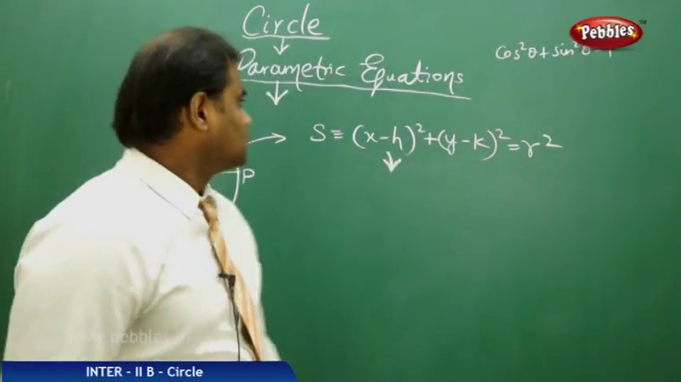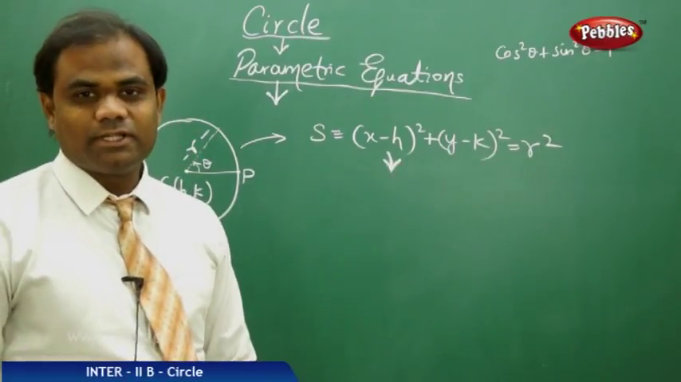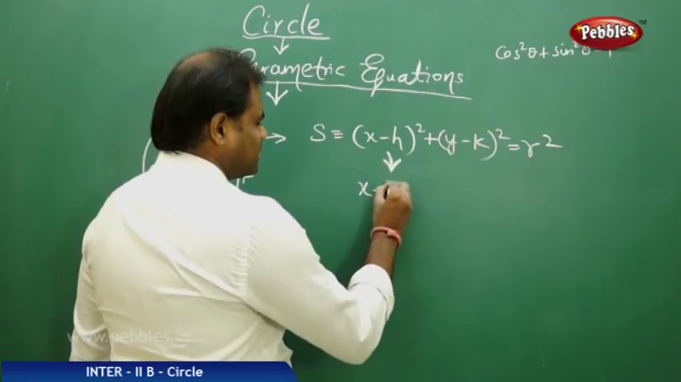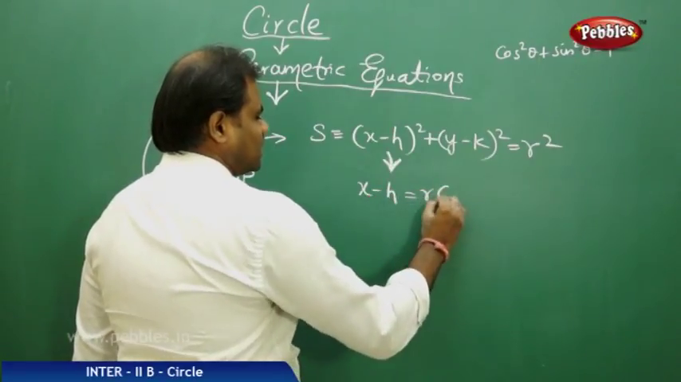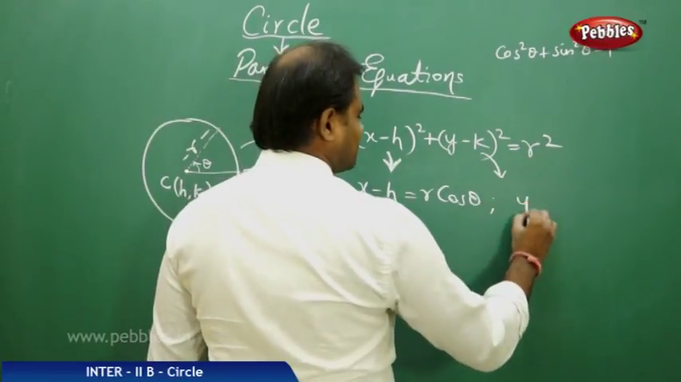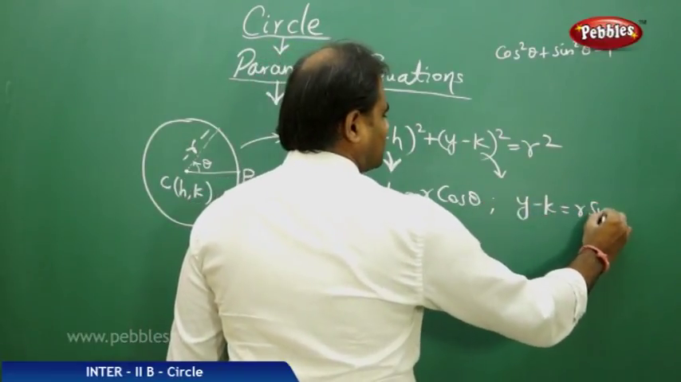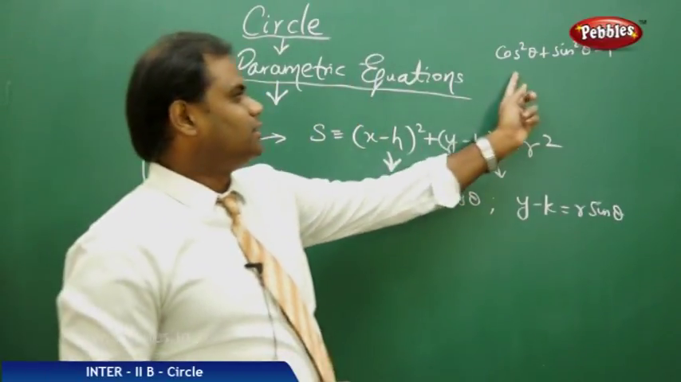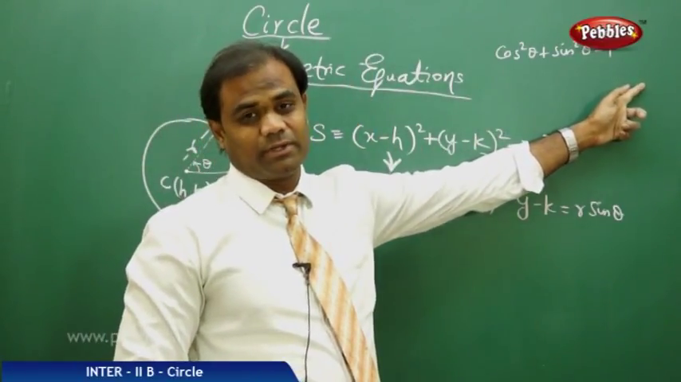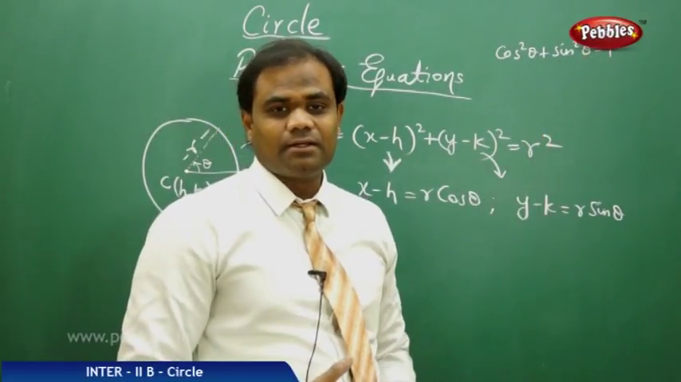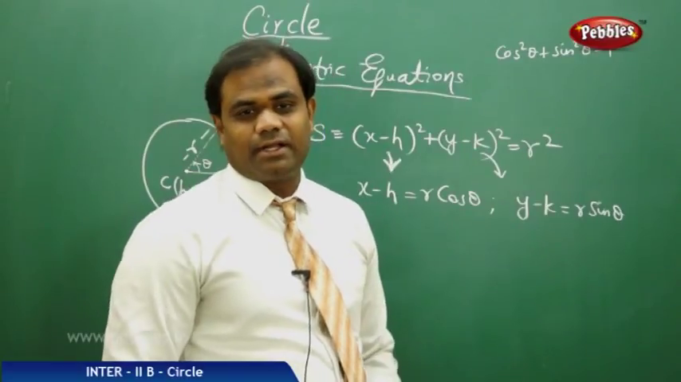Now the parametric equations for this circle are said to be, when I take my x minus h as r cos theta and my y minus k as r sin theta, because when I substitute these two, I reduce to the identity cos squared theta plus sin squared theta, which is 1, and I get the left hand side identically equal to the right hand side.